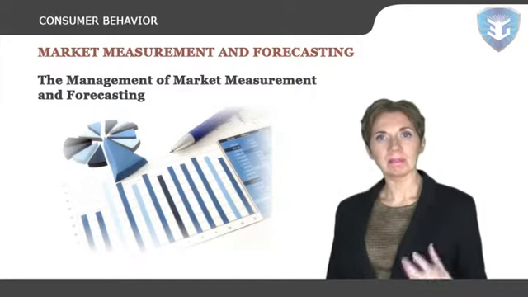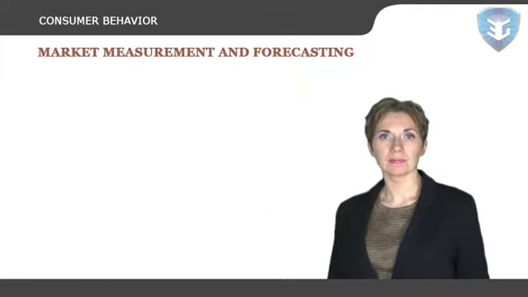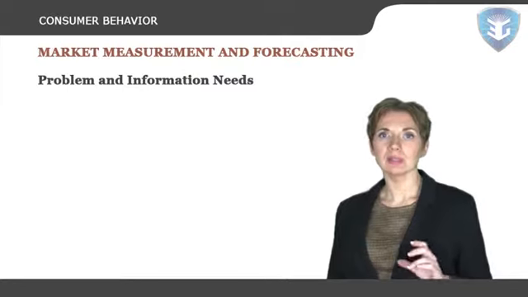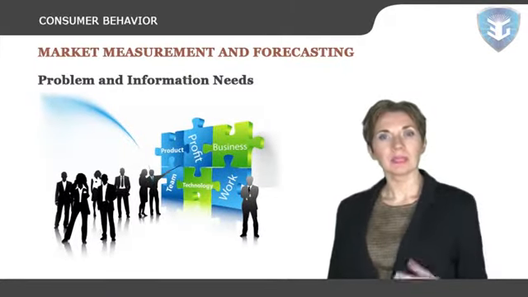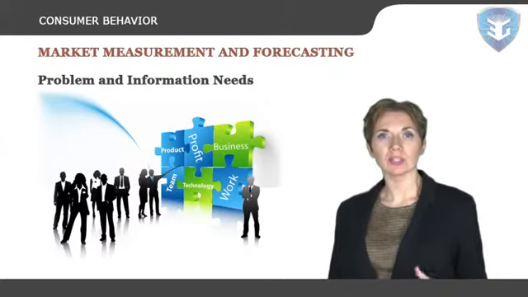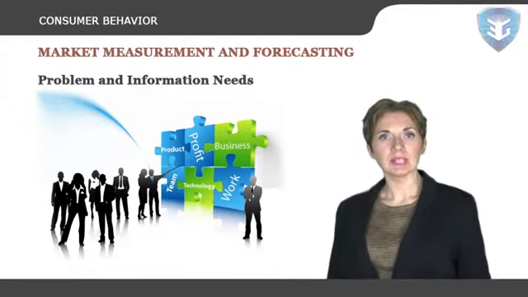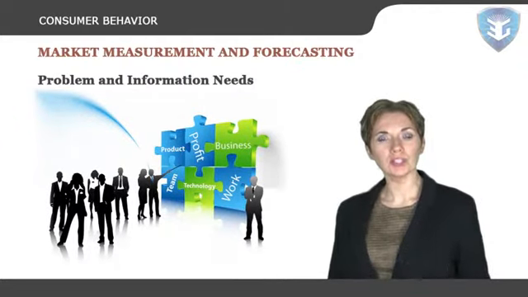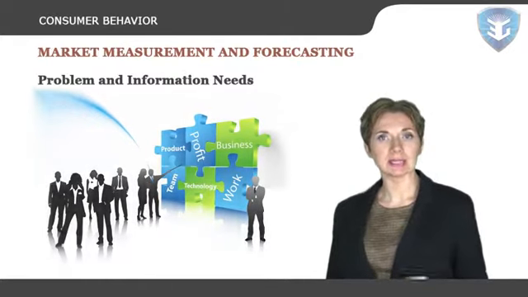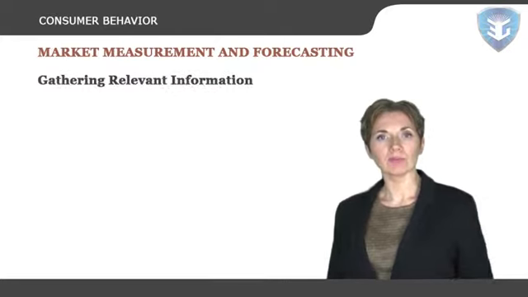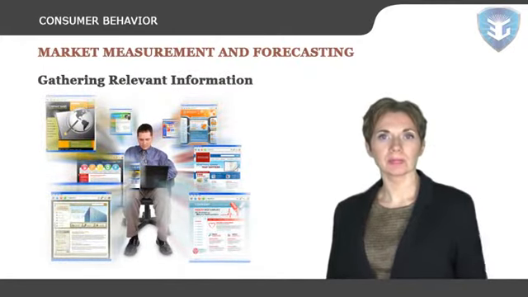Several steps can be mentioned for approaching market measurement and forecasting. Problem and information needs. This step must be very carefully planned. The problem about which information should be gathered must be very clearly defined. Definition of the problem will determine which information must be acquired so that only relevant data is gathered. Gathering relevant information. Gathering information serves a dual purpose.